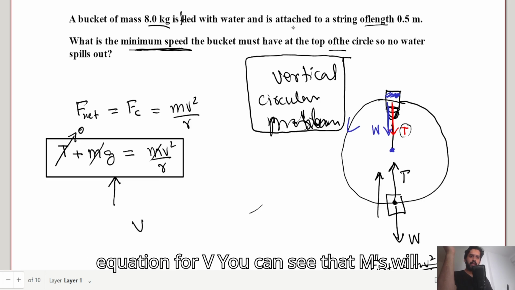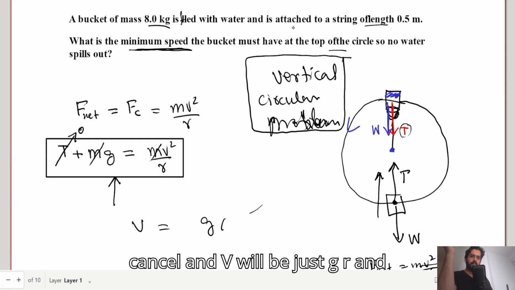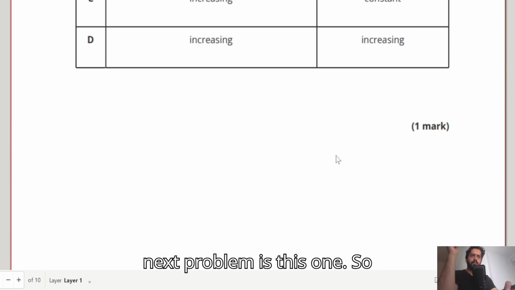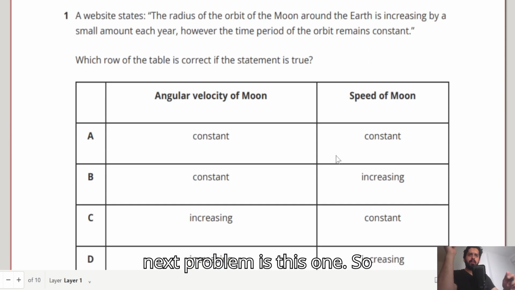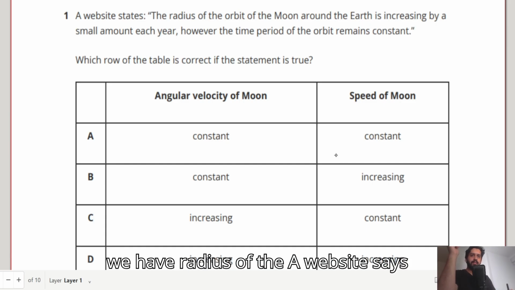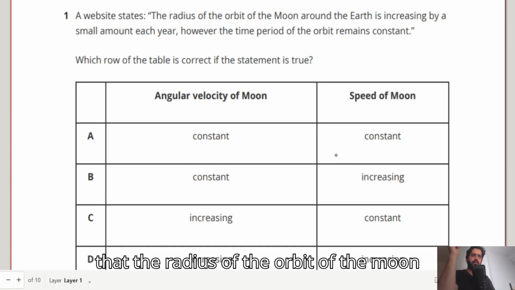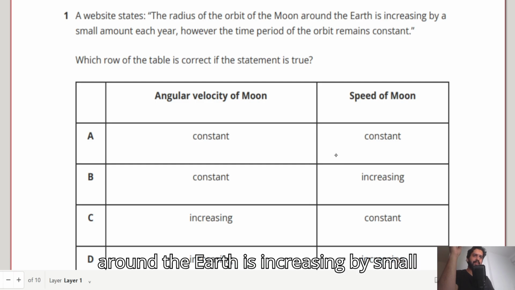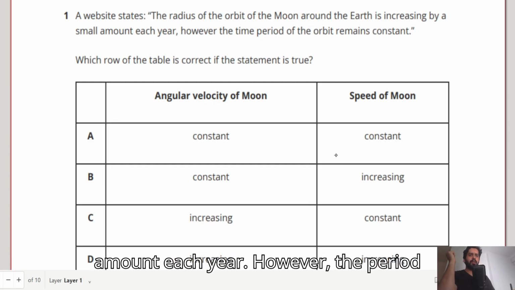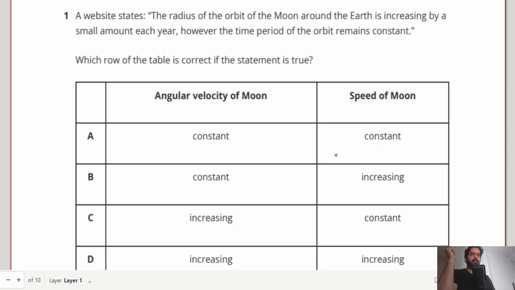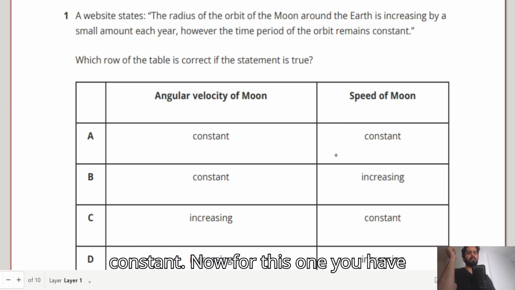You can see that the m's will cancel and v will be just the square root of g times r. Next problem is this one. So we have a website that says that the radius of the orbit of the moon around the earth is increasing by a small amount each year. However, the time period of the orbit remains constant.